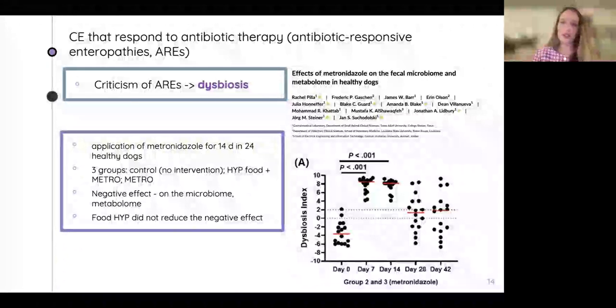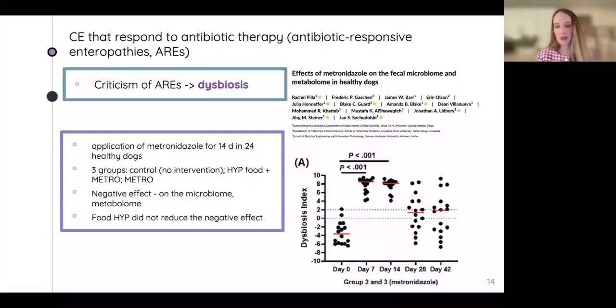So what they found, and it's quite obvious in this graph, is that at day 0, both groups that received metronidazole, before they received it, of course, they tested the dysbiosis index, and it was normal. So normally the lower the number, the better. And there is a cutoff at dysbiosis index 2. So everything higher than that would be considered as a dysbiosis.